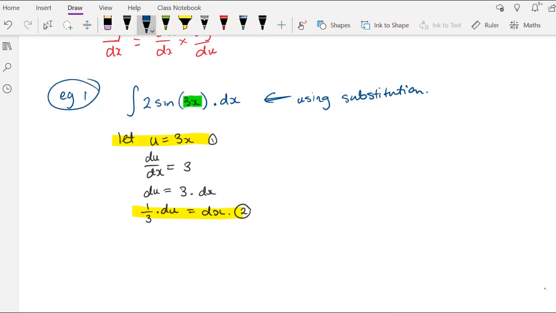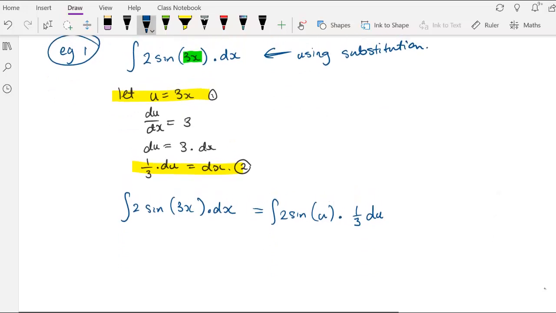So what we can say here is that the integral of 2 sine 3x dx is equal to the integral of 2 sine u times 1/3 du. So we've made a fundamental change here. Our function is now in terms of u, and we're integrating in terms of u. So if we bring this 2 and this 1/3 in front, we've got 2/3 integral of sine u du.